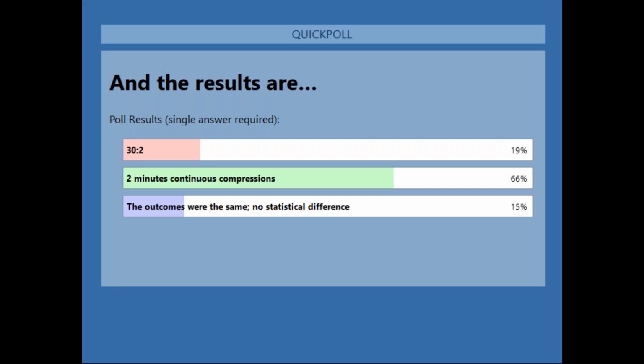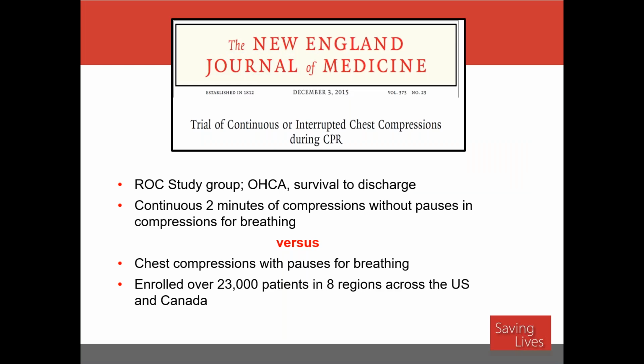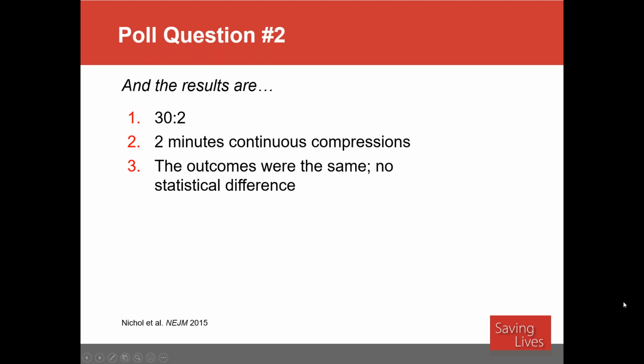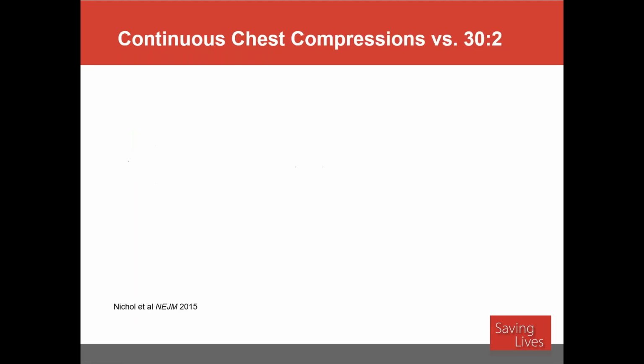Oh, okay. So a lot of you thought the 2 minutes continuous. 19% thought it was 30-2, and then 15% of you thought that the outcomes were the same. The answer was the outcomes were the same, so there was no statistical difference. So Tracy, we'll go to the next slide. Basically what they found when they compared 30-2 to 2 minutes continuous is the outcomes were the same. So what this says to me is that this might be an option for us if we're having major issues with pauses.